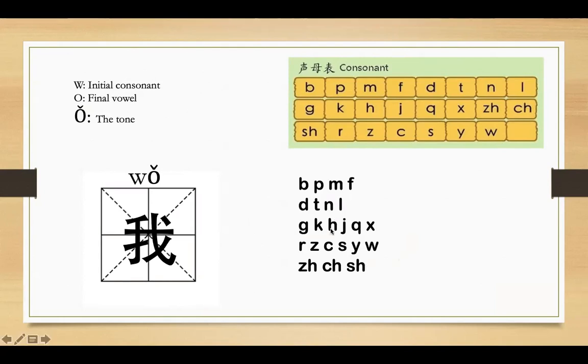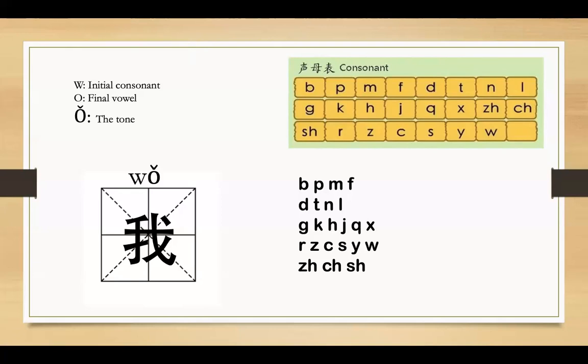And this one is h. And this one is not J. It's actually pronounced like the English letter G, like G-E-E.